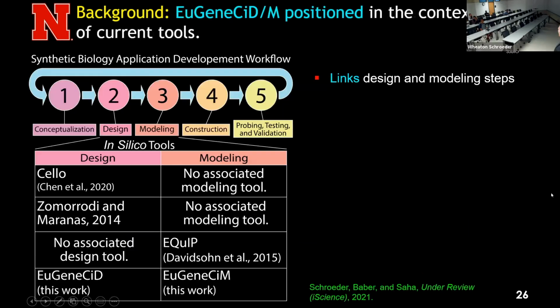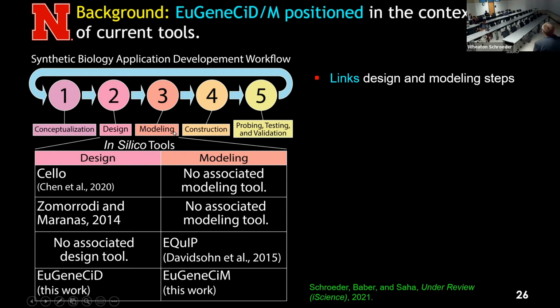after my comprehensive examination. So that's one of the big advantages that Eugene-SID and Eugene-SIM brings to the table, is that other tools are not explicitly screening for these type of designs. Another advantage of Eugene-SID and Eugene-SIM is that we're explicitly linking the design and modeling steps of synthetic biology applications. So a recent review basically said there's 5 steps: conceptualization, design, modeling, construction, and probing, testing, and validation.